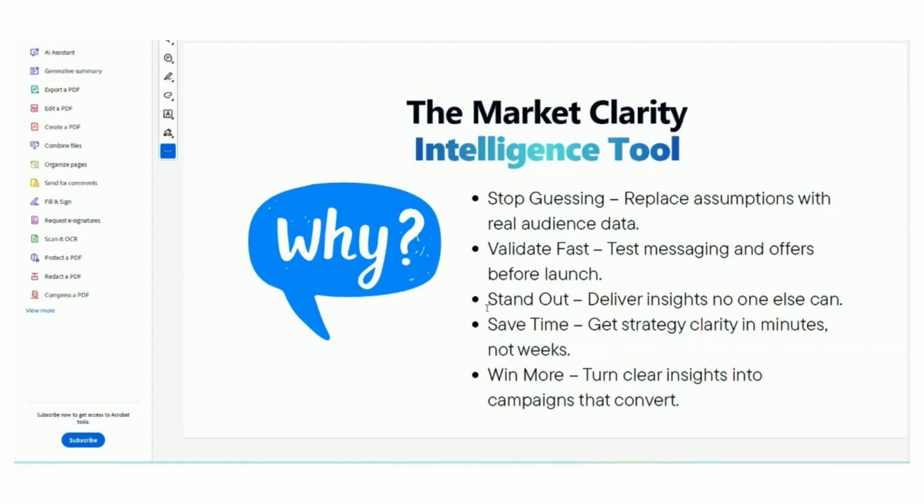Well, number one, stop guessing. So we can replace assumptions with real audience data. Stop guessing what the market wants. Stop guessing who your target audience is. Stop guessing who you think they might be, where they live, how much they make, what they do, how they think, what they say. You don't have to do that anymore. With the Market Clarity Intelligence tool, you don't have to assume. You get real, raw, unfiltered data that gives you that type of insight.